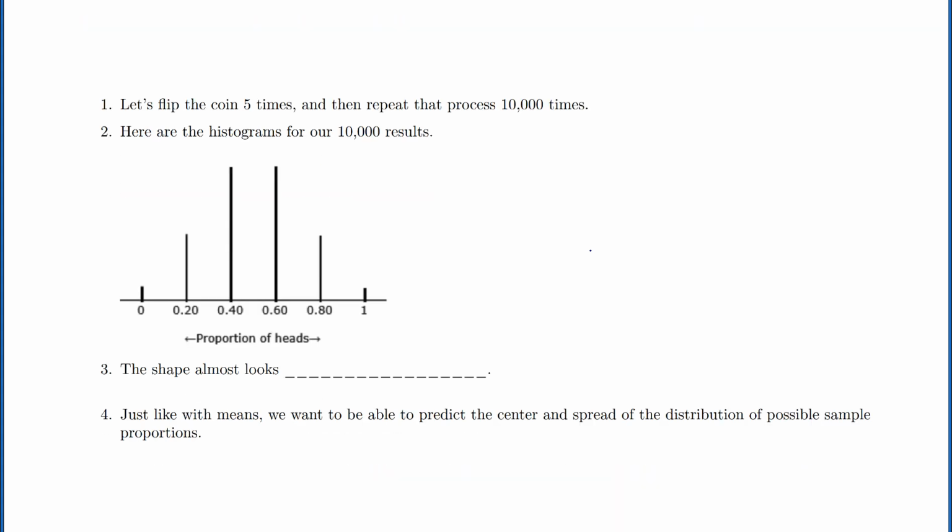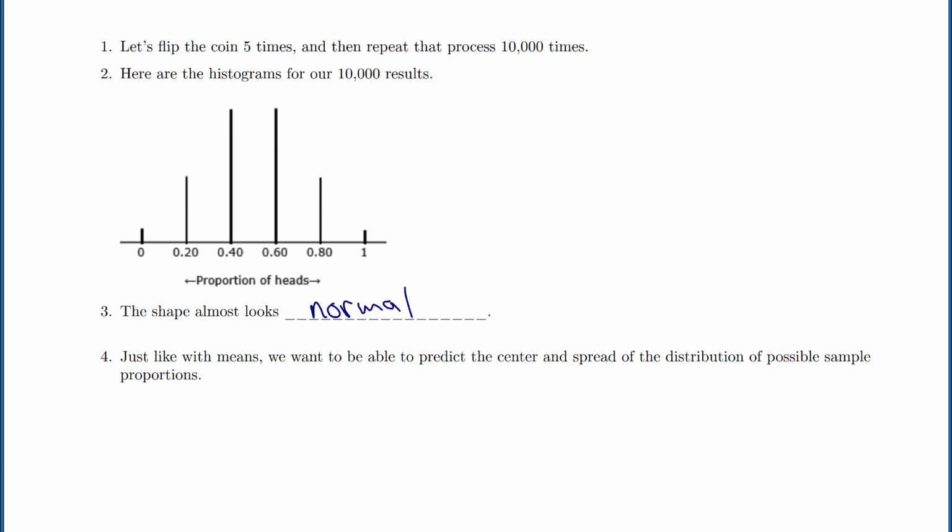So let's flip the coin 5 times and then repeat that process 10,000 times. So I did this for us, and you can see my histogram for my 10,000 results. Notice as you look at this, it almost looks normal. Not super close, but it's trying to look kind of normal. So now, just like with means, we want to be able to predict our center and spread of the distribution of our possible sample proportions.